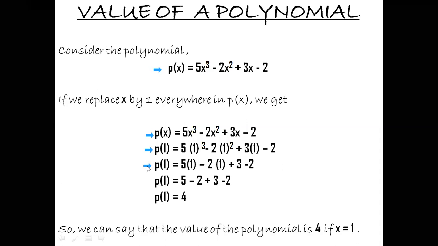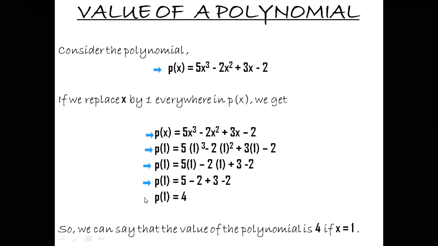So in the next step, you would say that p of 1 is equal to 5. I'll solve the brackets first. So 1 cube is 1 itself minus 2, 1 square is 1 itself plus 3 into 1 happens to be 3 minus 2. In the next step, I shall solve it further. So p of 1 is equal to 5 into 1 is 5 minus 2 into 1 is 2, and then we have plus 3 minus 2.